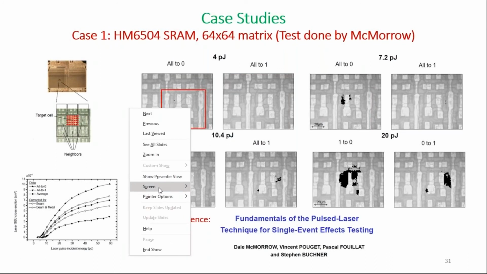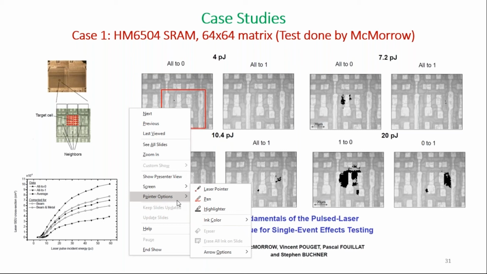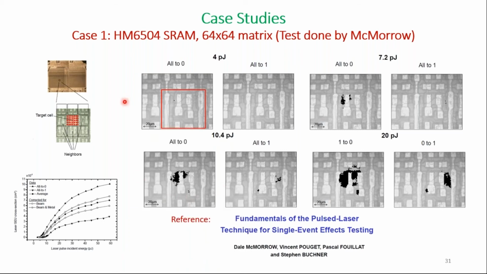Okay, so let us look at some of our test results. As I said, we try to use systems, or components, that have been tested before and their results were there. The first component that we chose was the SRAM HM6504. And this was tested by giants of the field, McMorrow, Pouget, and Buckner. They did that many years ago.